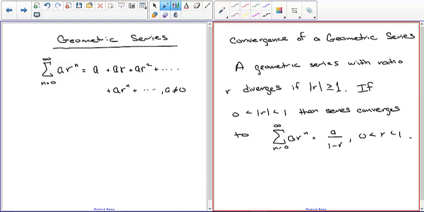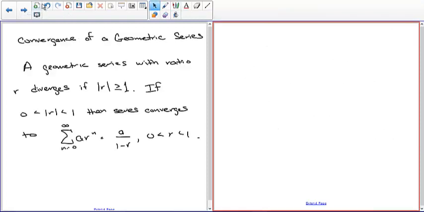So it not only converges, but it converges to a specific value. In this case, you start from n equals 0 and go to infinity of a r to the n. The answer is a divided by 1 minus r. Let me give you an example of one that converges and one that doesn't converge.